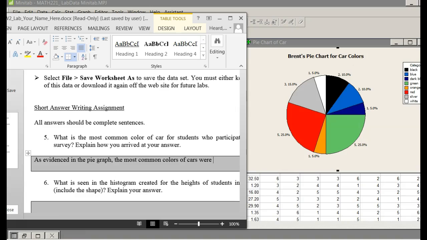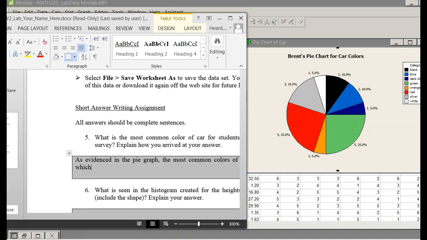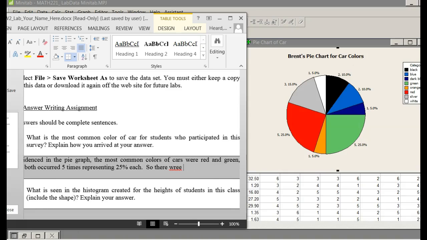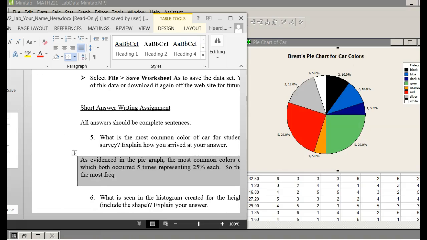were red and green, which both occurred five times, representing 25% each. So there were two colors, since they were tied, so there were two colors tied for the most frequently occurring. There's no reason to paste the graph in there again.